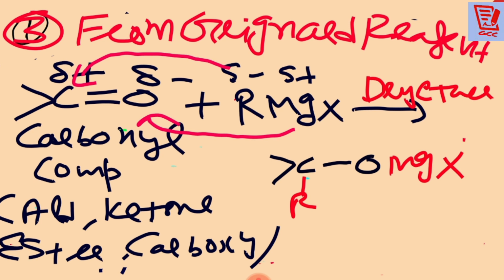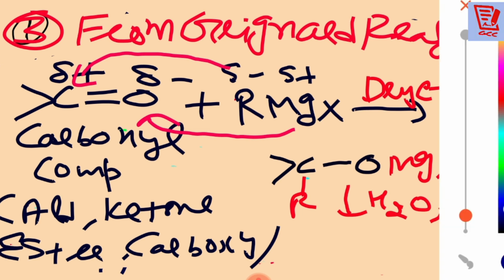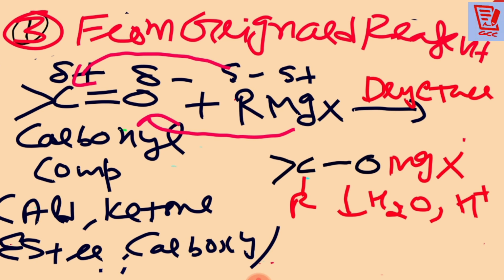You know why it came? Because beta, to the positive part R is there and to the negative part MgX is there. After that you must do the hydrolysis in the presence of H positive. Then what will come there? Here is positive charge, here is negative charge. In the H2O, H is positive, OH is negative. Then H positive will go where? H positive will make a bond with the O negative.